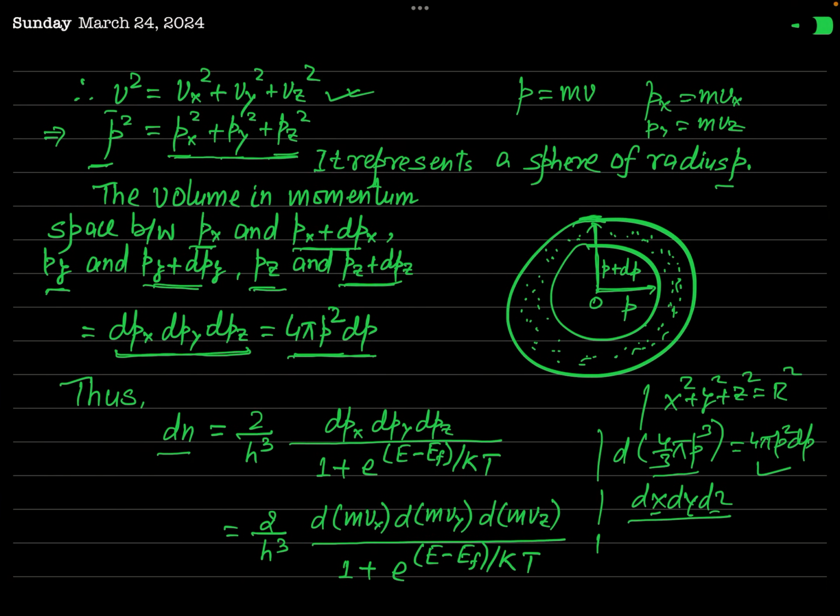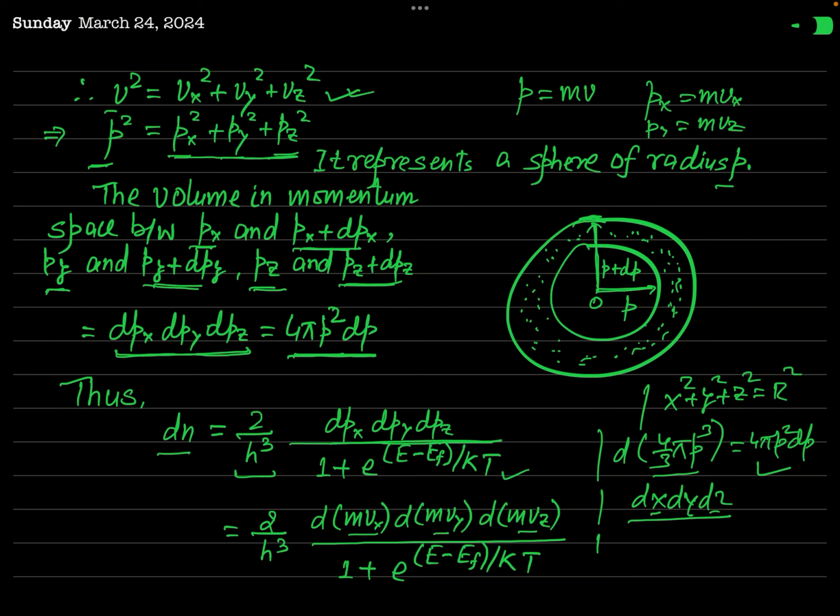This is 2 over h cube, and in place of 4 pi p square dp I have written dpx times dpy times dpz, divided by 1 plus e to the power (E minus EF) over kT. But as you know, px is the x component of momentum of the electron, so px can be replaced by m into vx, py is m into vy, and pz is m into vz. So px, py, pz have been replaced by m vx, m vy, and m vz.